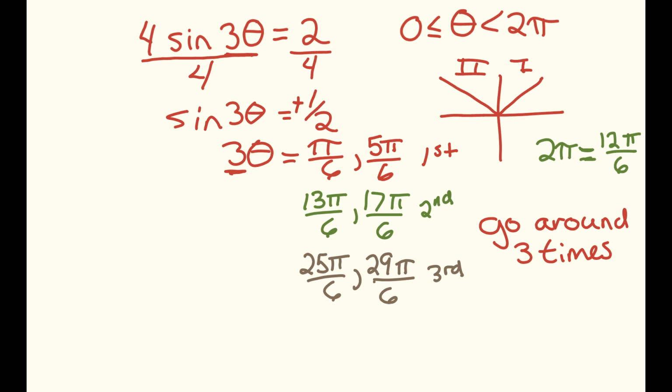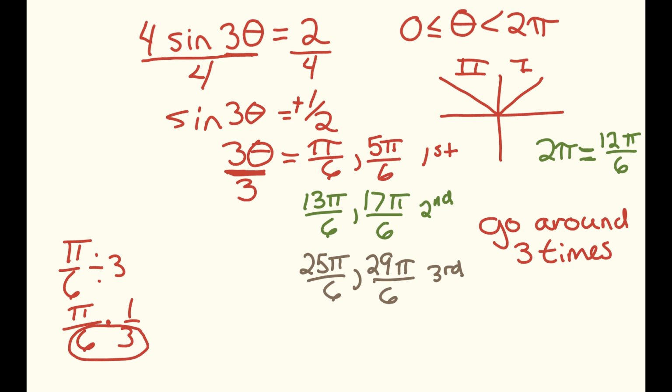Just like any normal equation, you want the theta or x by itself, so I need to get rid of this 3. I divide by 3. That means I'm going to divide every single number here by 3. And let's go off to the side. So if I take pi over 6 and divide it by 3, that's the same as taking pi over 6 and timesing it by 1/3. So you're essentially multiplying the denominator by 3. You always want to check to see if you can reduce as you multiply.